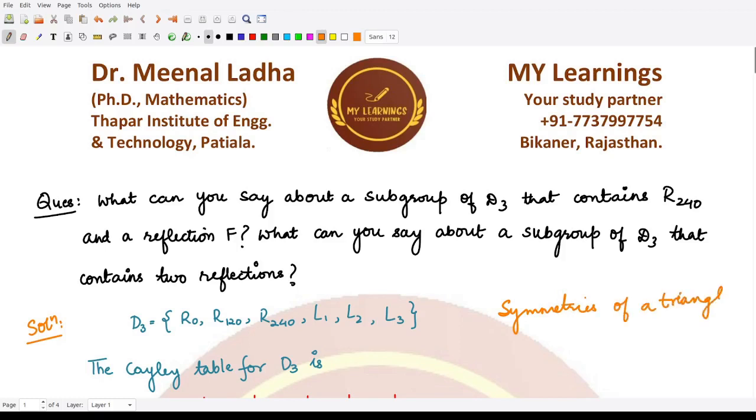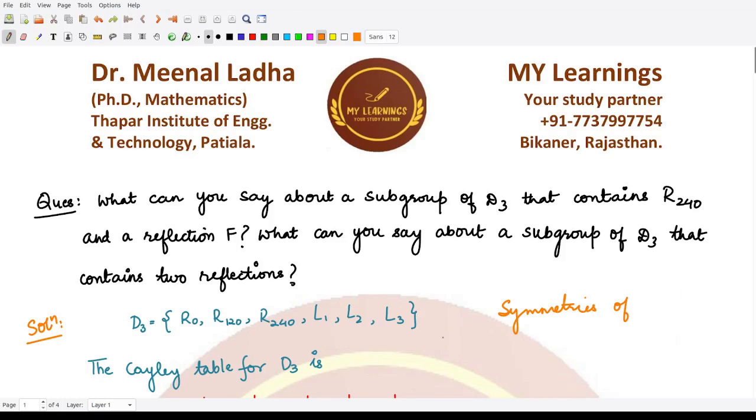So for a triangle, we could rotate it by 120 degrees, we could rotate it by 240 degrees and then by 360 degrees, which is equivalent to R0. Or for a triangle, we can have a reflection about this axis or about this axis or about this axis, which we are naming L1, L2 and L3, right?